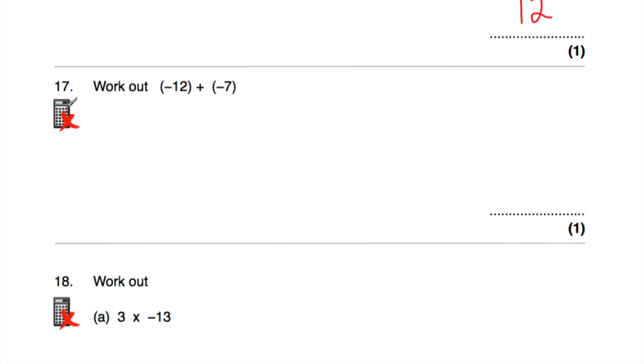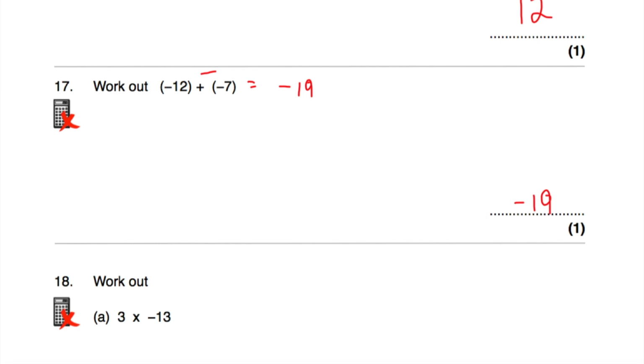Okay, our next question, question number 17. So question number 17 says work out negative 12 plus negative 7. So we're adding a negative number. So instead of going up, we're going to go down. So we're going to do take away. And we've got negative 12 take away 7. And negative 12 take away 7, well, going down another 7 from negative 12 would bring us down to negative 19. And the answer would be negative 19.